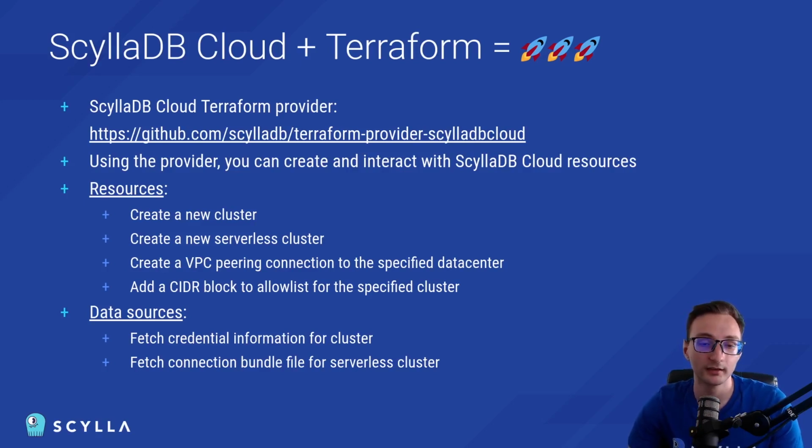You can also create a so-called serverless cluster. You can create a VPC peering connection. And you can add a CIDR block to the allow list for the specified cluster. So these are the four main functions of the provider. And then we have two additional functions that you can use to fetch different kinds of resources from your cloud service.